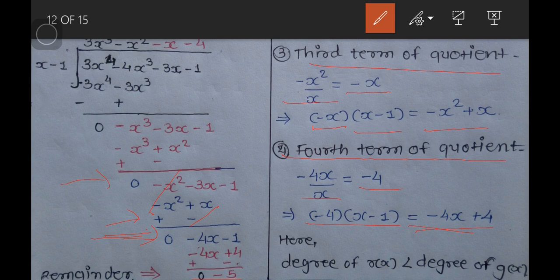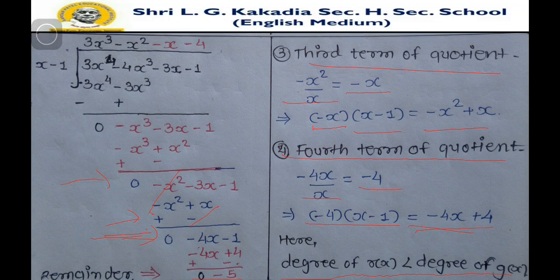So now we can see that the remainder is minus 5, and it has 0 degree, or we can say that minus 5 has no degree. So here at last we get the degree of r of x is less than the degree of g of x, then we stop our process. So by this method we can divide a polynomial by a given polynomial.